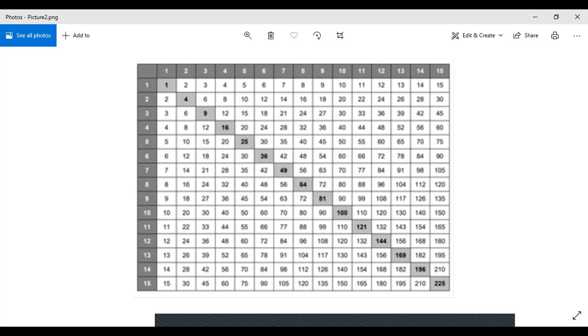If I ask you to please find the product of 12 cross 11, you will start moving from this 12 row, you will move and stop till the column of 11. Over here, the answer is 132. So all of the answers are written over here.